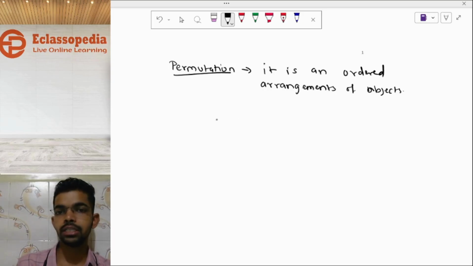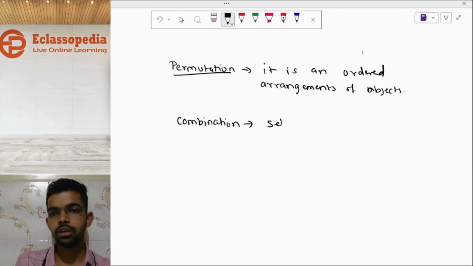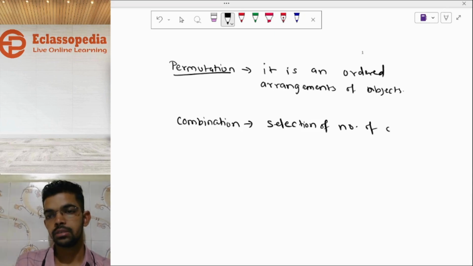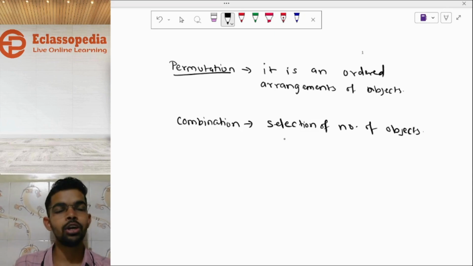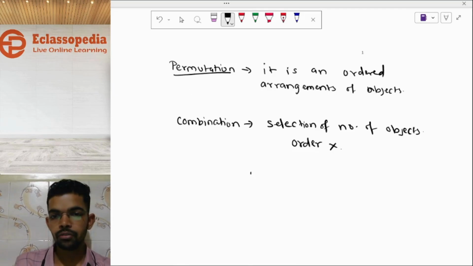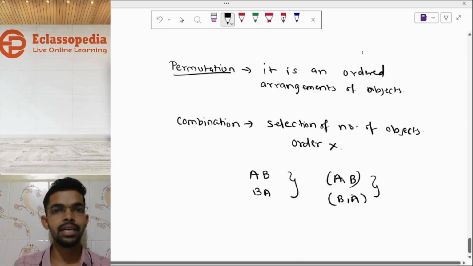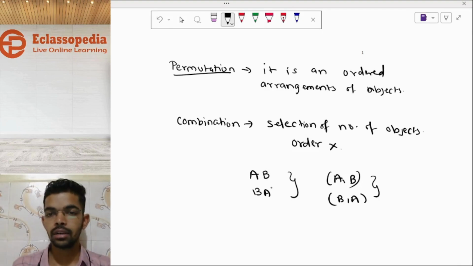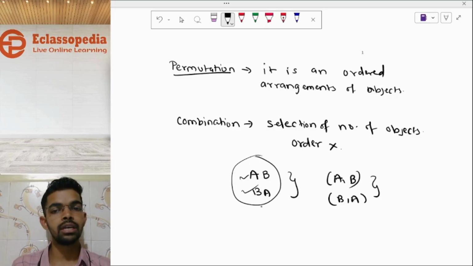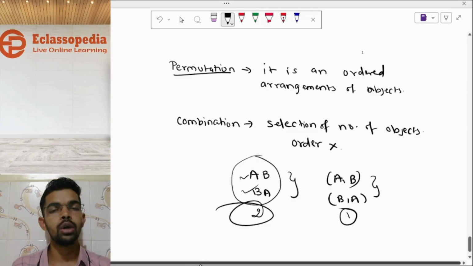Permutation is ordered arrangement, whereas combination is nothing but selection of a number of objects. And in selection, order is not important. For example, in permutation, we will treat arrangement AB and BA as two different arrangements, whereas in combination or selection, we treat AB and BA both as the same, that is, both are one single selection, whereas in permutation, both of them are different. So here we count this as 2, but in this we will count it as only 1.